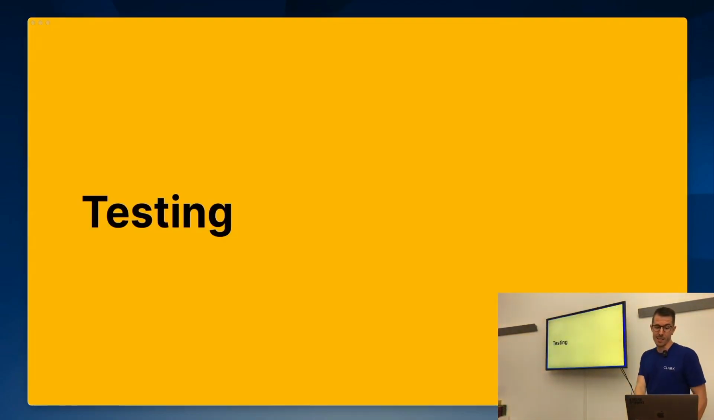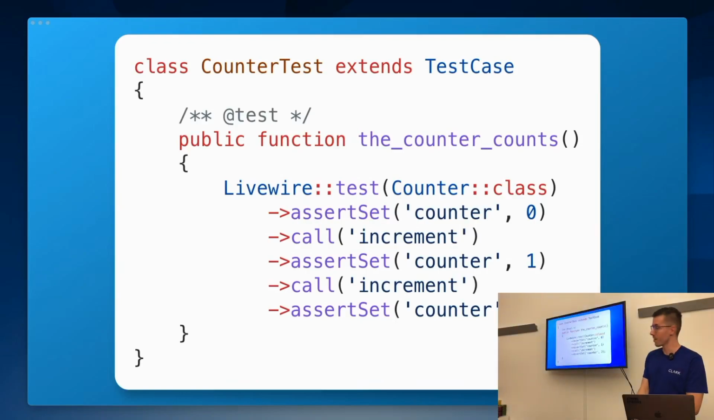And another nice feature is that everything is testable with PHPUnit. Each Livewire component can be tested, which is really cool. And this is how the syntax looks. The Livewire facade gives us a test method where we pass the name of the component. And then we just trigger methods with call increment and assert, in this example, that the counter increments by 1 every time increment is executed.